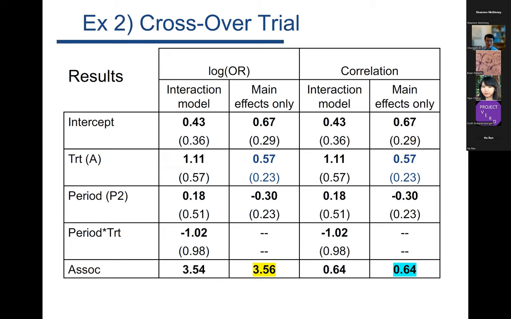This is the result from fitting GEE with four different models. Okay, so on the left-hand side, these two columns: if you use odds ratio as your association measure, you fit two models, one with interaction, one with main effects only, and then you estimate all those regression coefficients, and you also get an estimate of the association parameter. In this case, it would be the odds ratio, right? So no matter which model you use, we estimate the odds ratio to be about 3.5, so that's pretty strong, indicating pretty strong within-subject correlation, okay?